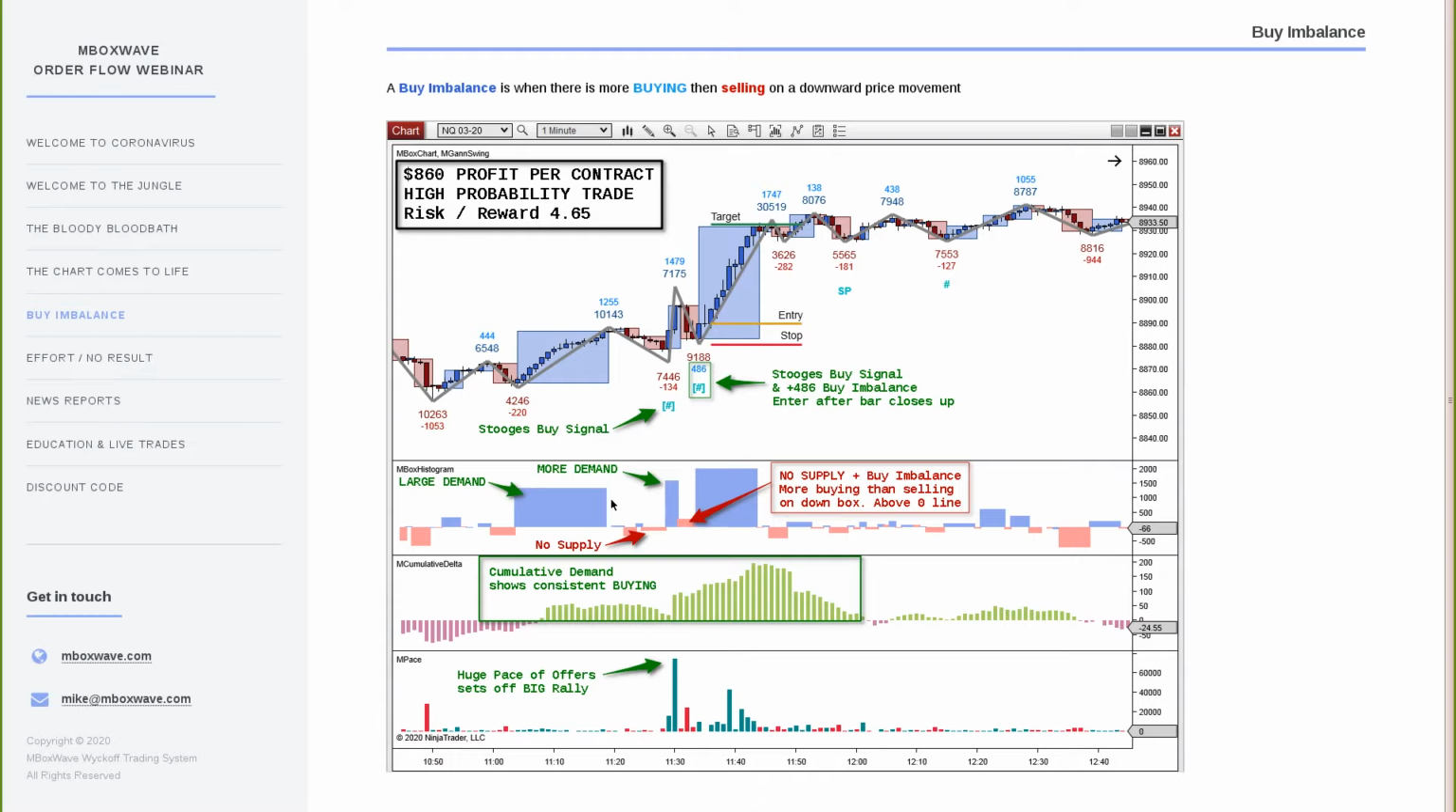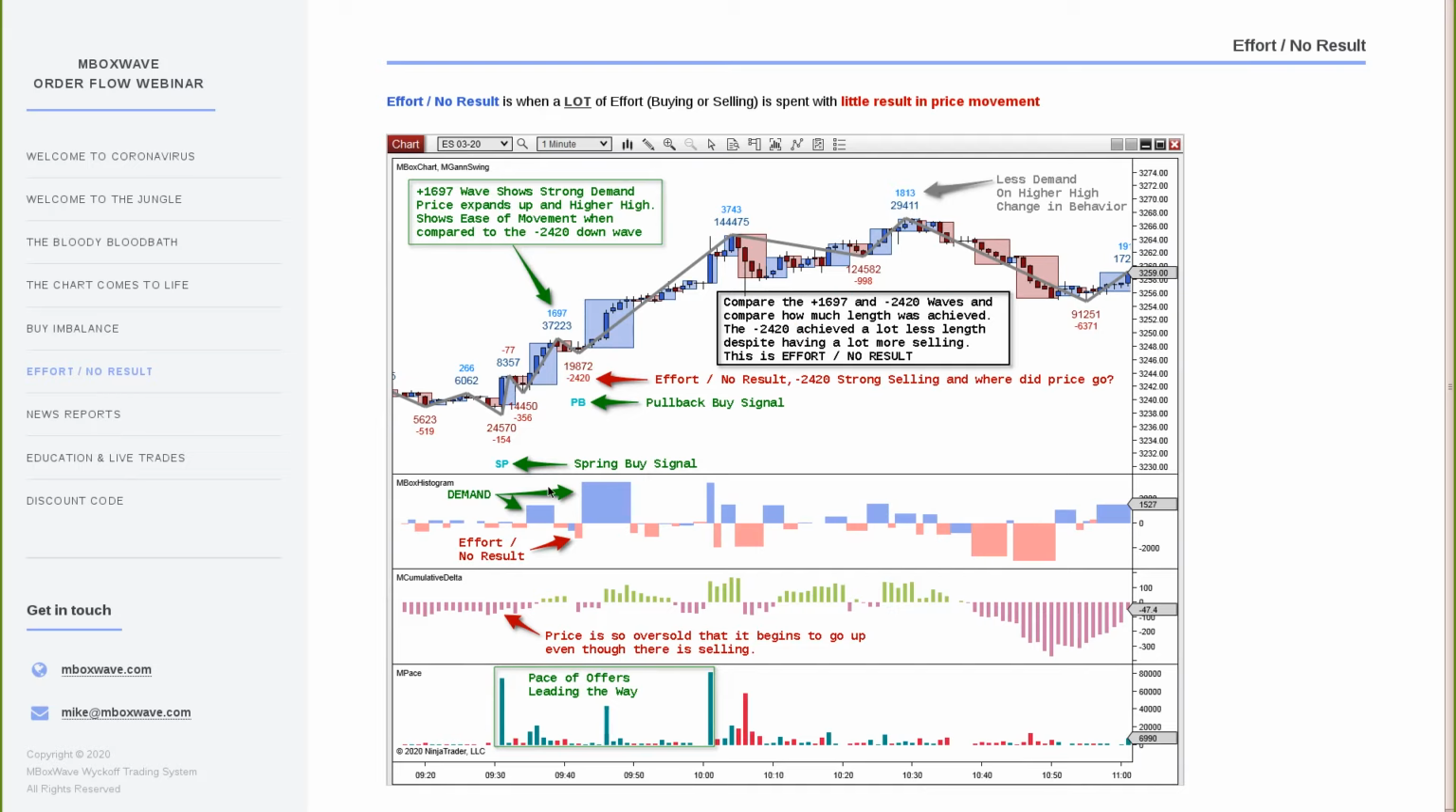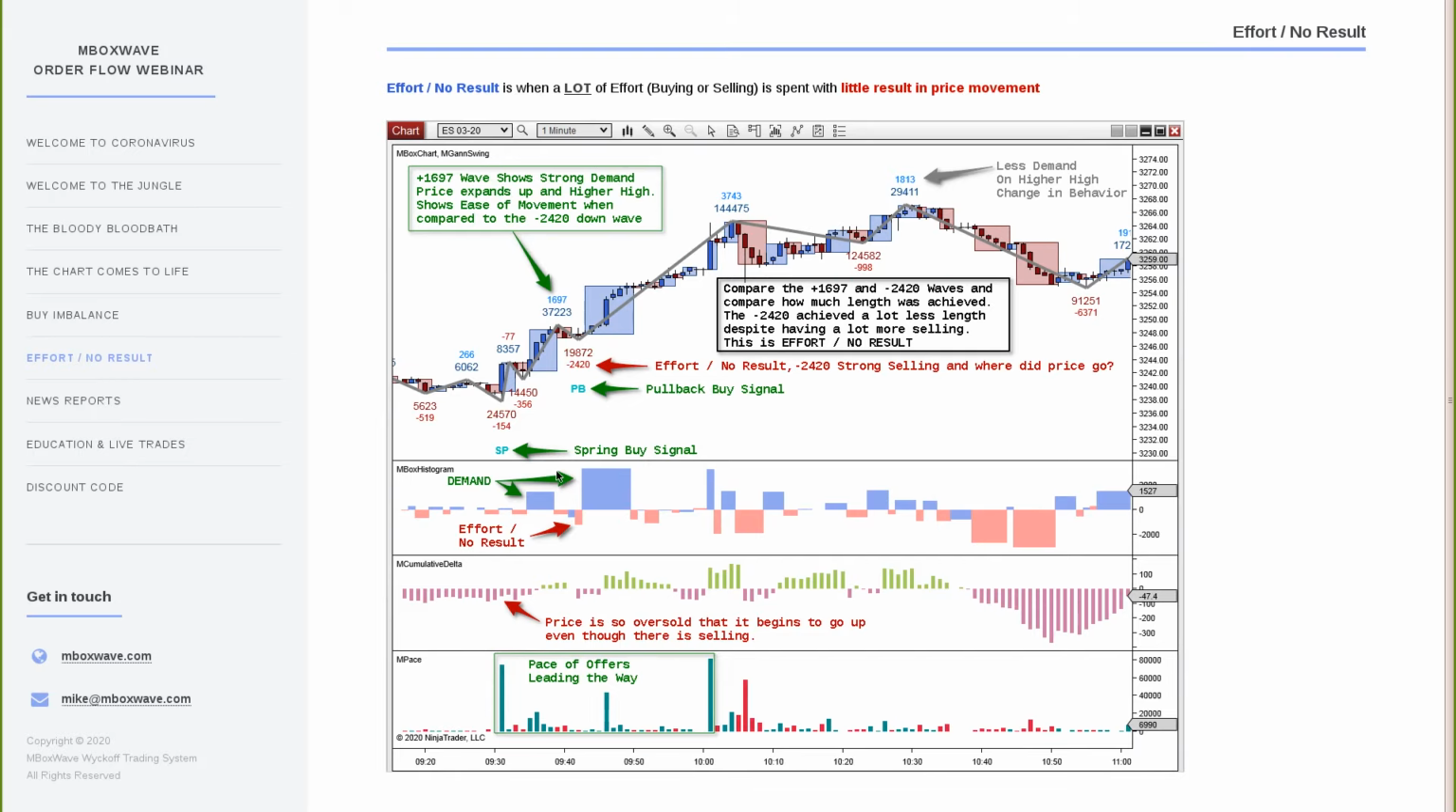What you want to do is wait until the setup is strong. Again, for this effort no result, we had the spring signal here. I would not trade that signal. I would wait until I see something extremely strong. This effort no result and the pullback buy signal. A lot of the time people are entering on marginal setups that are not very strong.